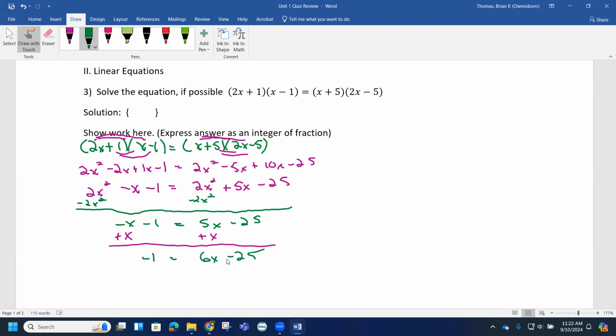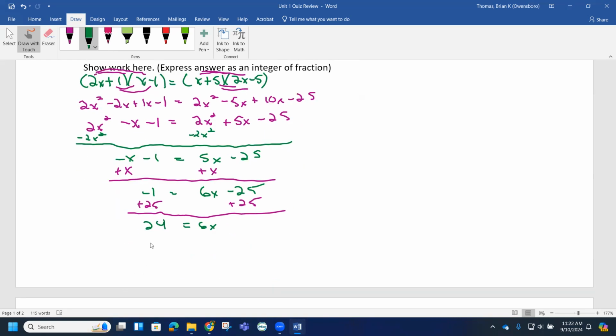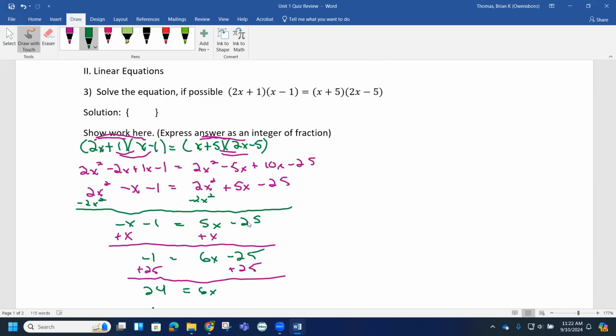Now I want to get this x by itself. So this minus 25 has got to go away. To get rid of this negative 25, I want to zero it out by adding a 25 to both sides. So then this turns into 24 equals 6x. And then if we divide both sides by 6, we end up with 4. So x would equal 4. So my solution would be 4.